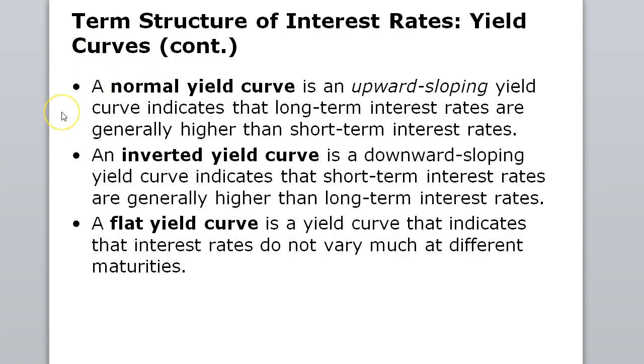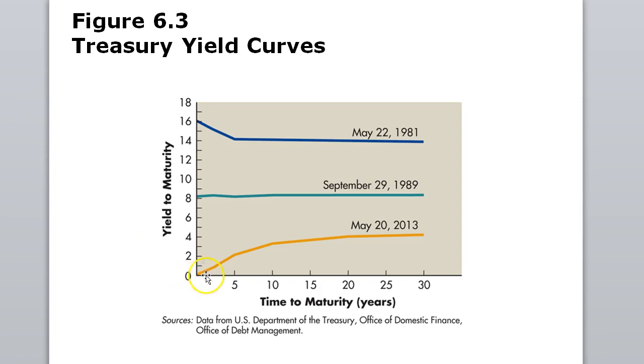The normal yield curve is the upward sloping yield curve that indicates long-term rates are generally higher than short-term interest rates. The inverted yield curve is the downward sloping yield curve that indicates short-term rates are higher than long-term rates. That only happens due to Fed action of raising interest rates. And a flat curve indicates there's no change in the interest rate between maturities. So maturities that are due within 5 years have the same rate of interest as maturities that are due in 30 years. The idea is if you have to wait 30 years to get your money, you should be compensated at a higher interest rate than if you're only waiting less than 5 years. So that's why this is normal.